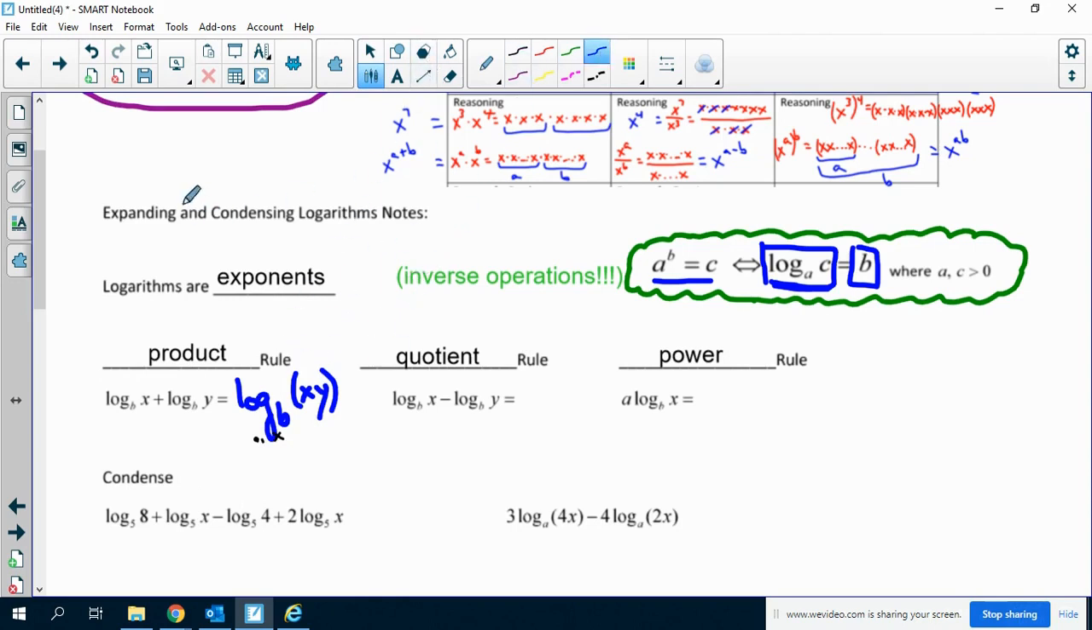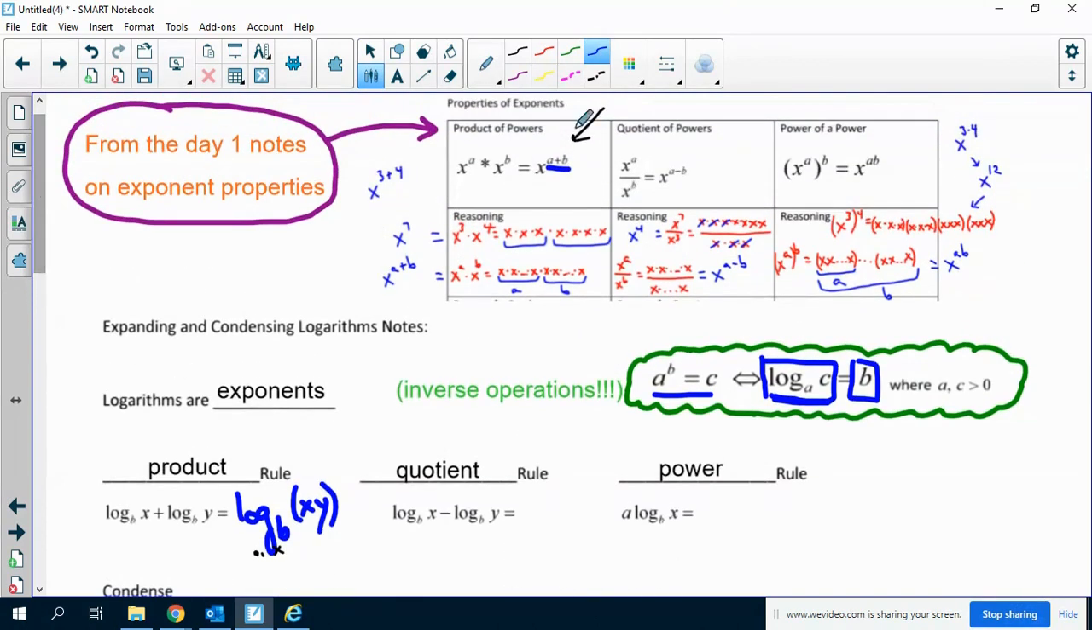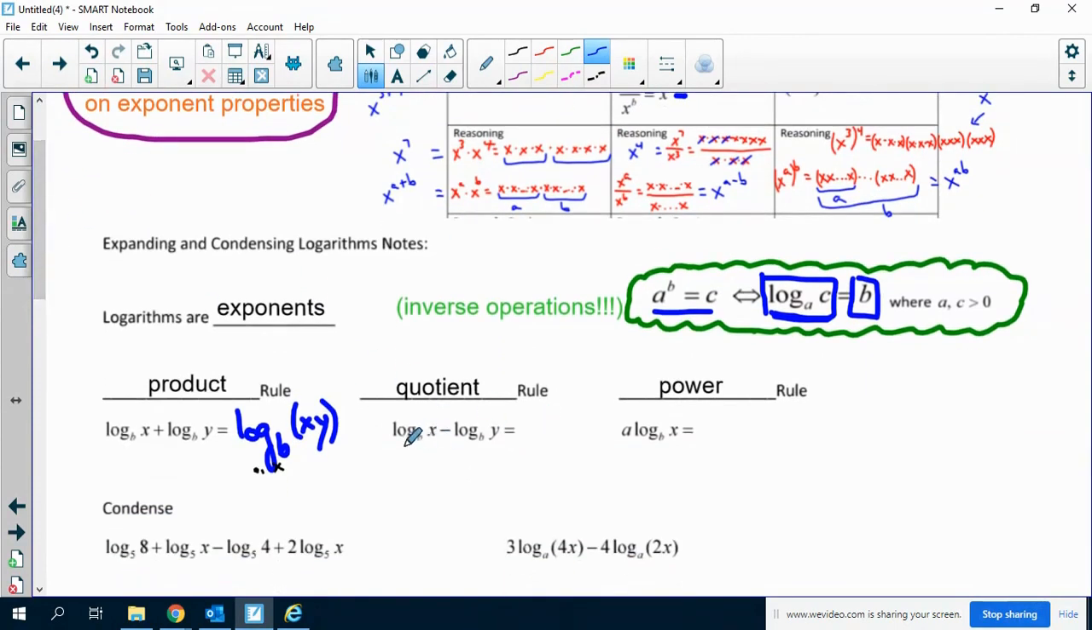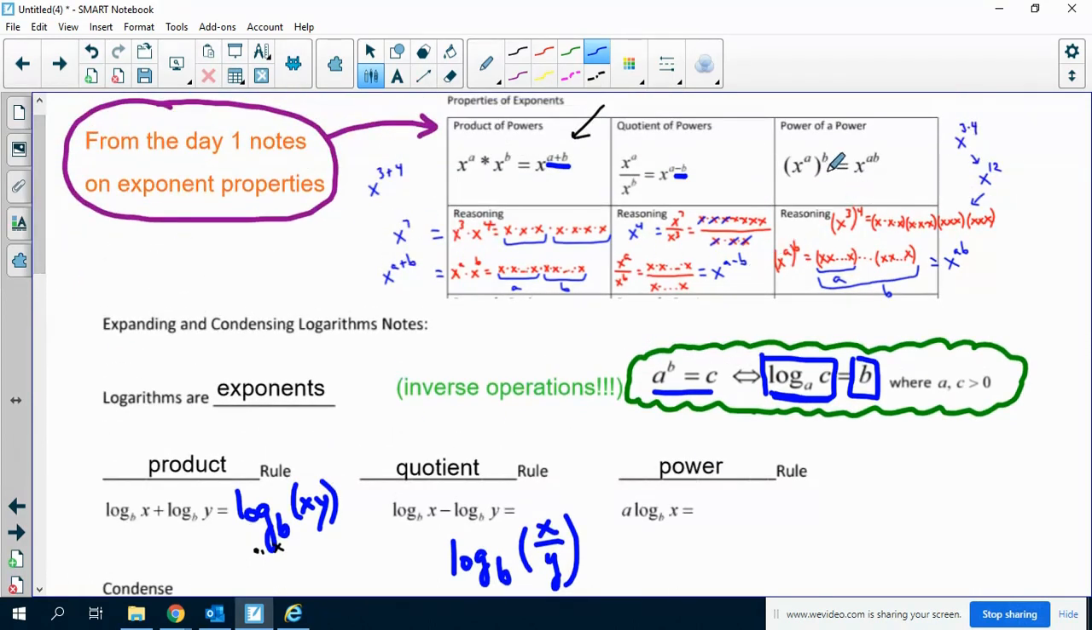Okay, the quotient rule works very similar. So if the exponents are subtracted, I can rewrite this with the base of x to the a divided by x to the b. So now if we look at this quotient rule down here, log base b of x minus log base b of y, I can write that as log base b of x divided by y. And then the power rule, well, if I'm looking at the power rule, x to the a to the b is equal to x to the ab, that's power of a power.